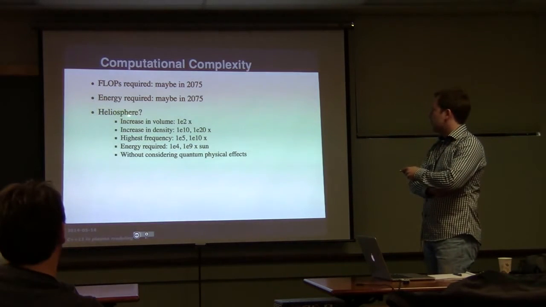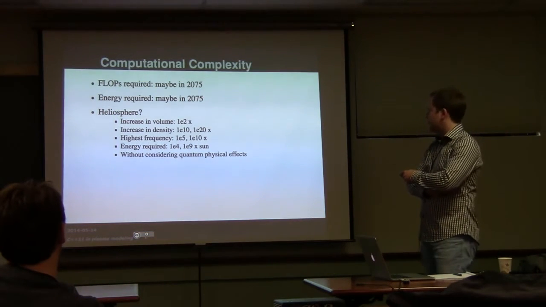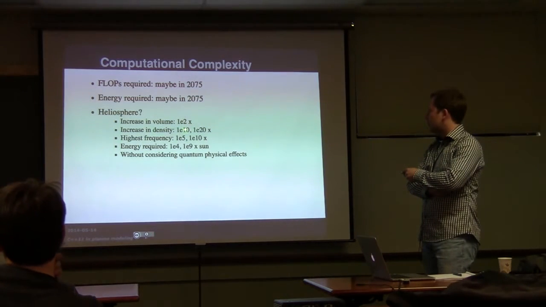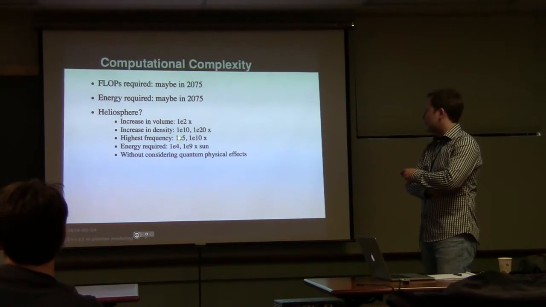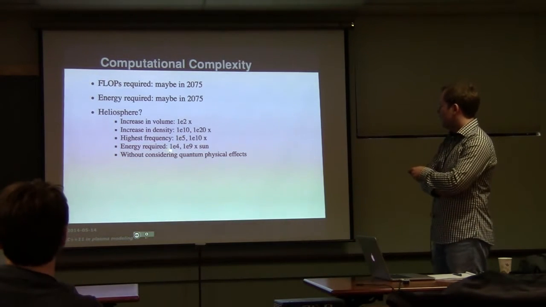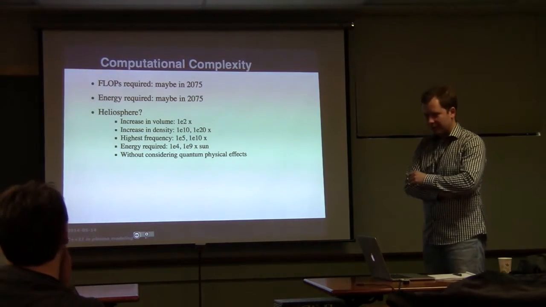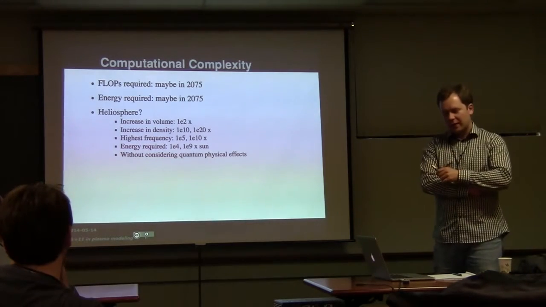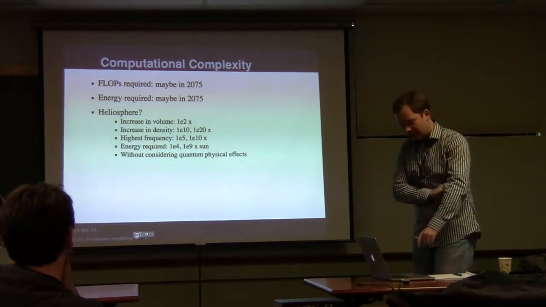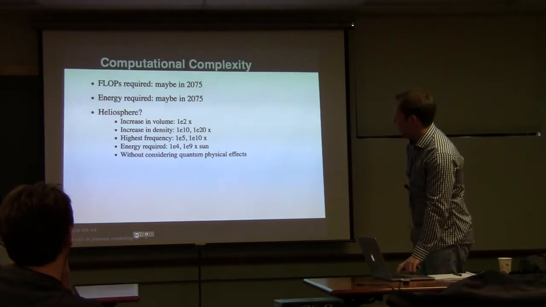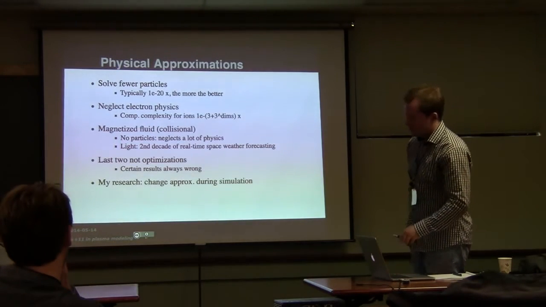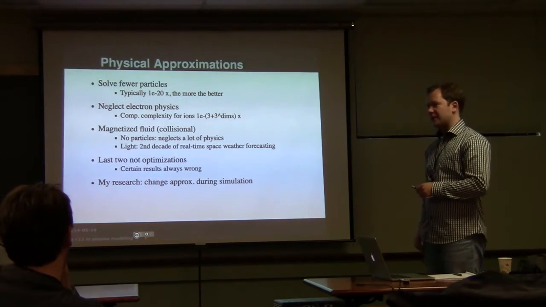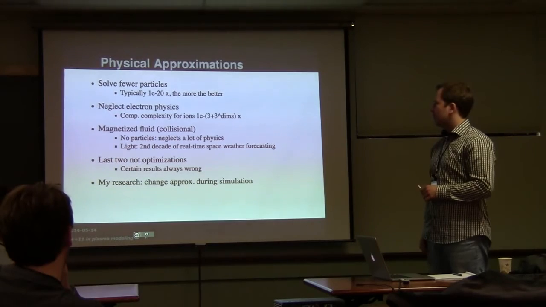But then the next question is, what about the entire heliosphere? Then you multiply the volume by 100, and you multiply the density by millions or billions, and the highest frequency, and the energy starts to become ridiculous. And this is just classical physics, so no quantum mechanics or anything like that. So it's not feasible to model the entire magnetosphere probably ever, but at least in 50 years it doesn't look at all likely.